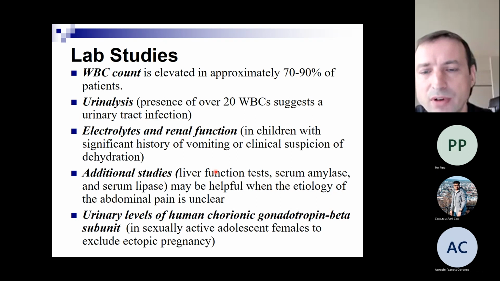Additional studies such as liver function tests, serum amylase and serum lipase may be helpful when the etiology of the abdominal pain is unclear, to differentiate cholecystitis, cholestasis and pancreatitis. Urinary levels of human chorionic gonadotropin metabolite in sexually active adults and females are used to exclude ectopic pregnancy, and in the new guidelines for acute appendicitis, this analysis must be done in all females older than 10 years.